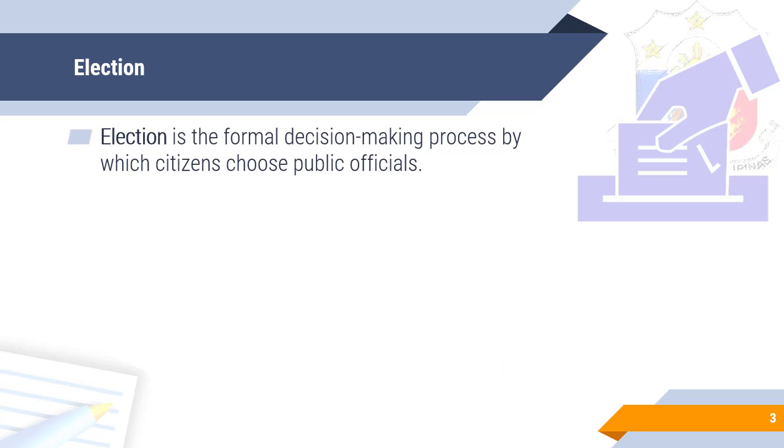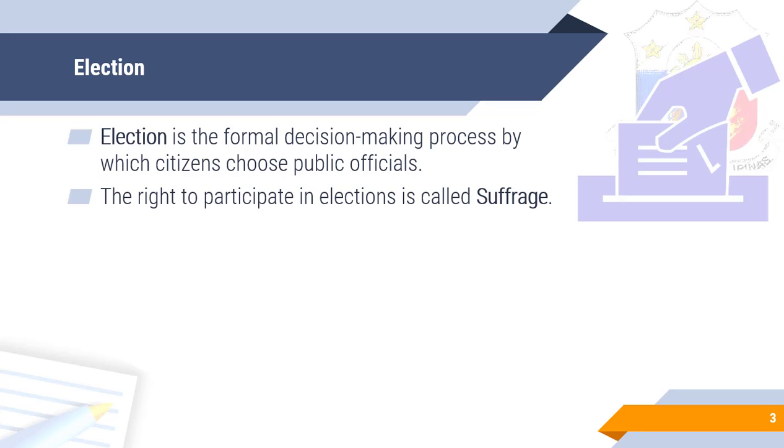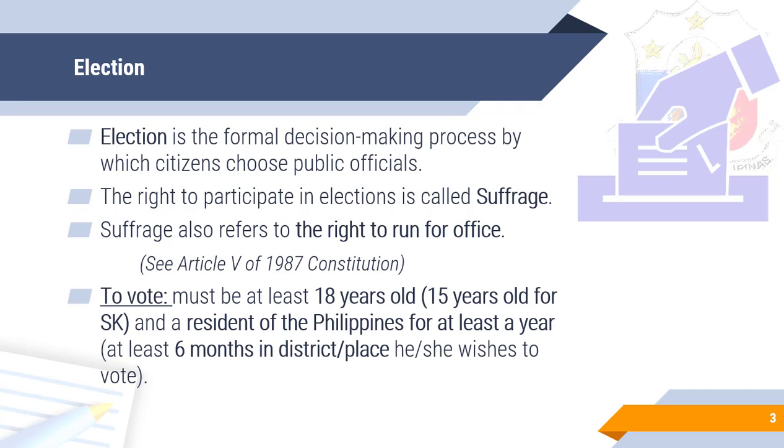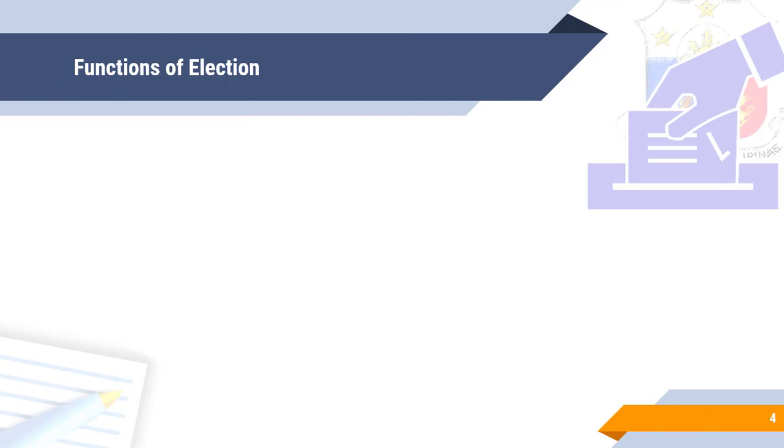Election is the formal decision-making process by which citizens choose public officials. The right to participate in elections is called suffrage. As stated in Article 5 of the 1987 Philippine Constitution, suffrage not only refers to the right to vote, but also the right to run for office. In order to become a registered voter, an individual must be at least 18 years old and a resident of the Philippines for at least a year, or at least 6 months in the district or place he or she wishes to vote.